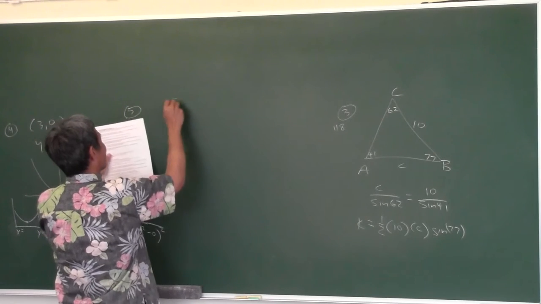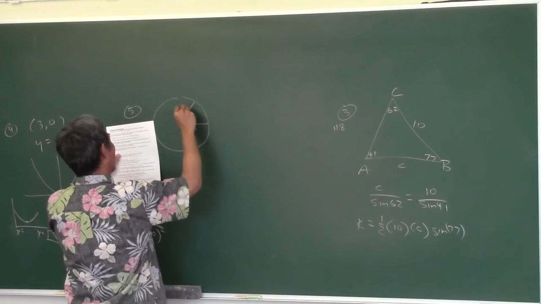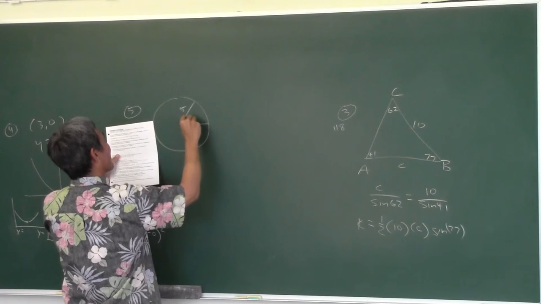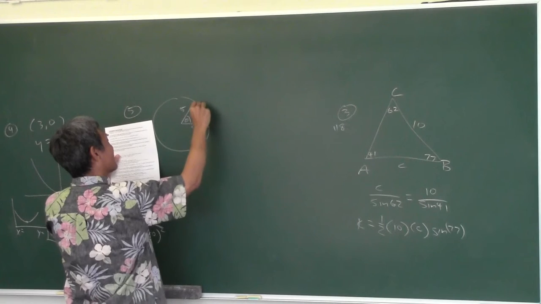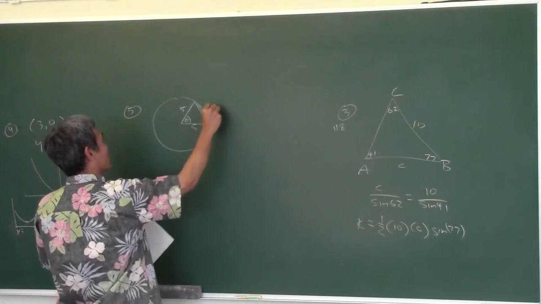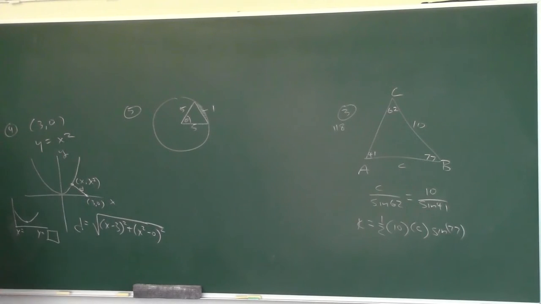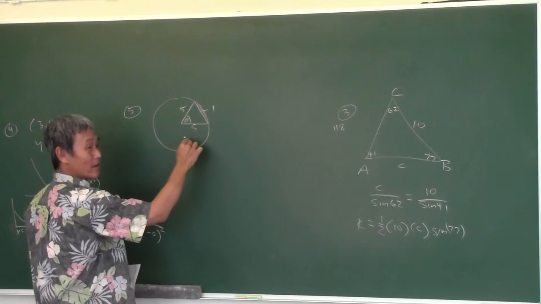Okay, number 5. In a circle of radius 5, find the measurement of the central angle if the area of the corresponding segment, and if you remember, this shaded region is a segment, is 1. Now, how do we find the area of that shaded region? Well, it's the area of the sector minus the triangle.